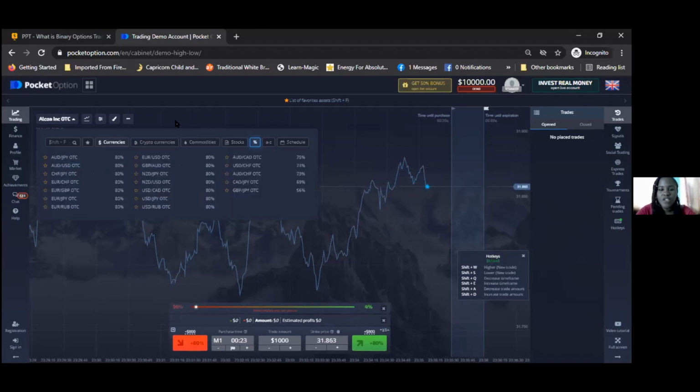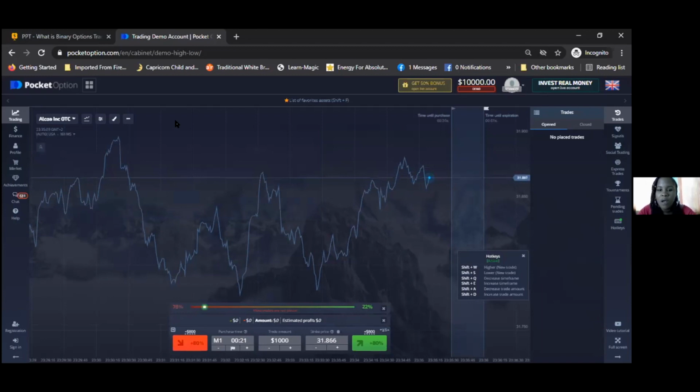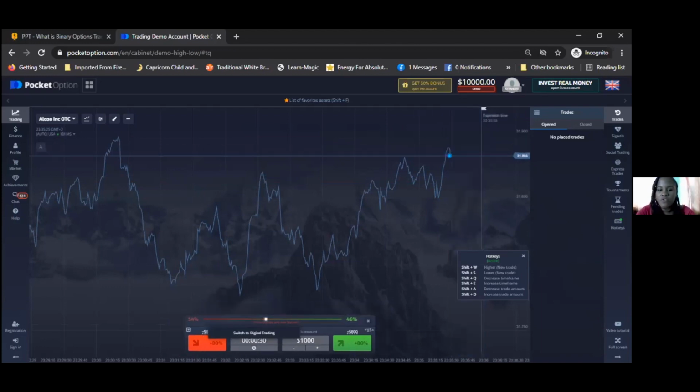So just to show you an example of what it would look like if you were doing a trade. Obviously, this is without any analysis. It's just for demonstration purposes. So right now we have, this is quick trading. This is digital trading. And we can move to digital trading if we want a set time. So let's say we wanted 1 minute. I'm going to bring this down here to 1 minute.